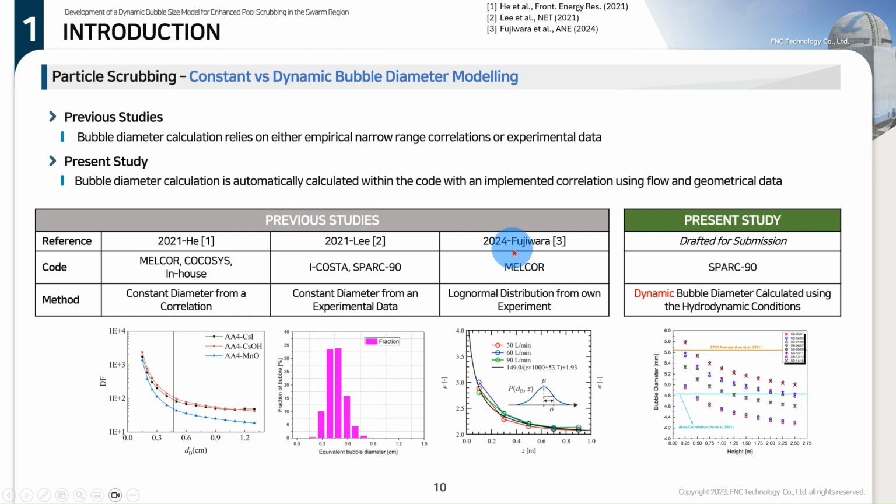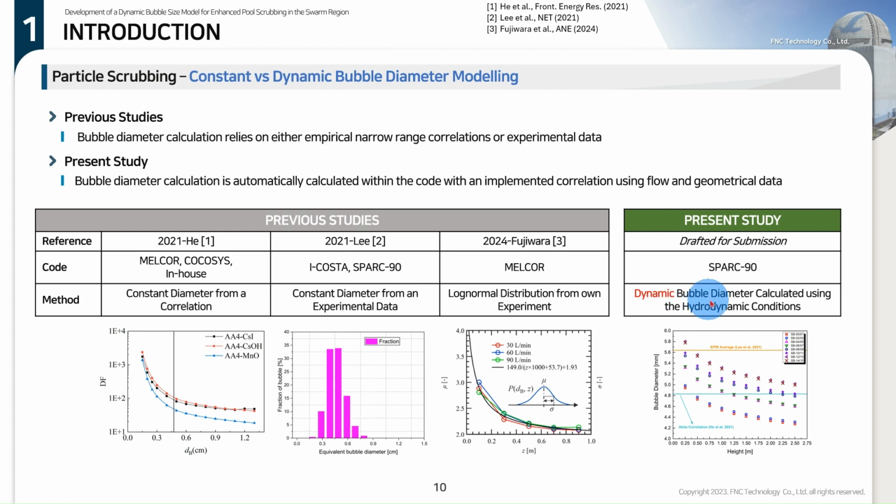And if you look at how the bubble diameter was utilized in the pool scrubbing studies, one approach is to use a constant diameter from a correlation. The other one is using a constant diameter obtained from experimental data. And the third one is the log-normal distribution if you have the entire experimental data. However, these things are not always readily available. Therefore, the present study is within the code itself.